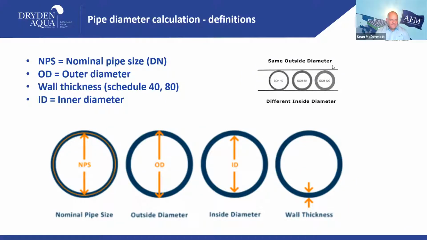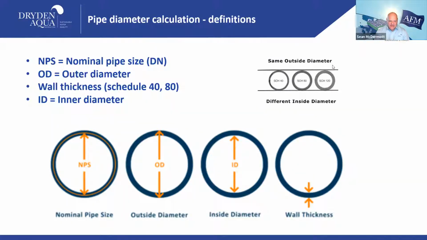Sure. Just looking at definitions of pipe diameter calculations. This can be confusing if you're not familiar with it. NPS is nominal pipe size. That's essentially the center line of the pipe itself. The OD is the outer dimension.